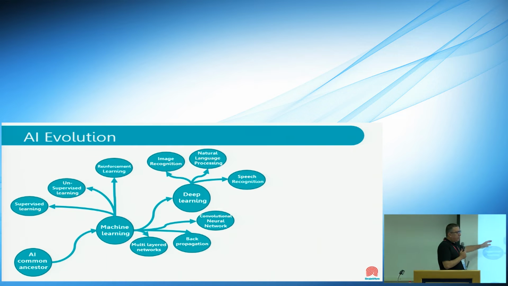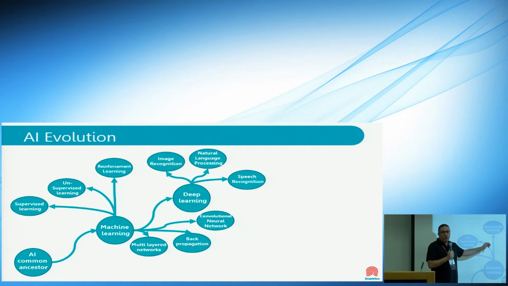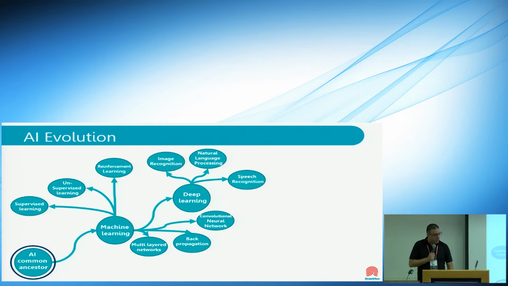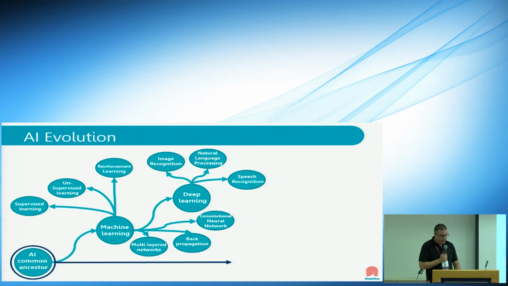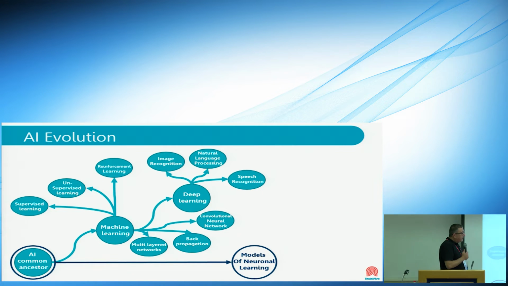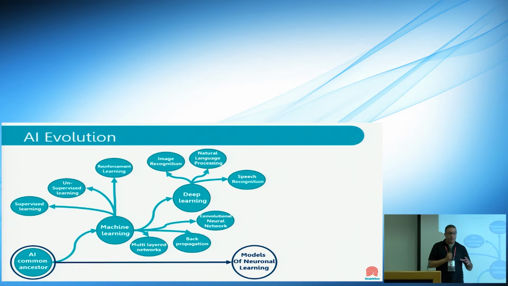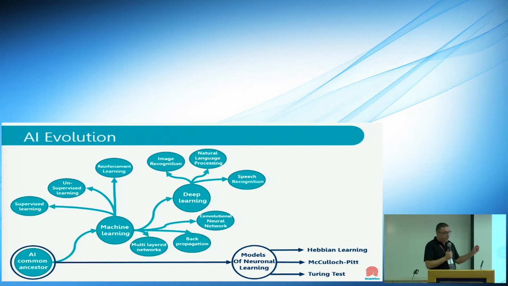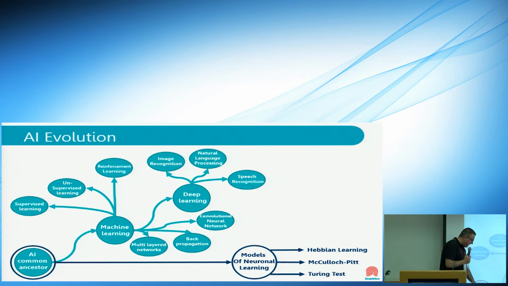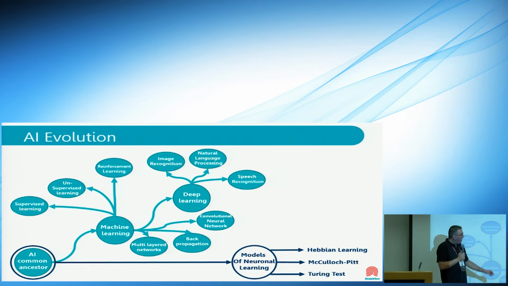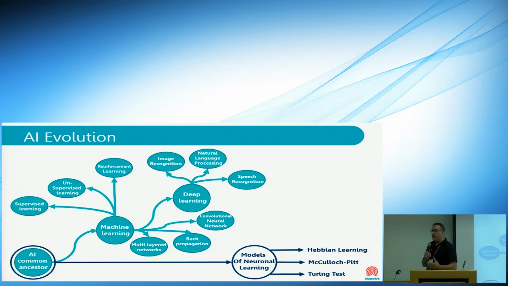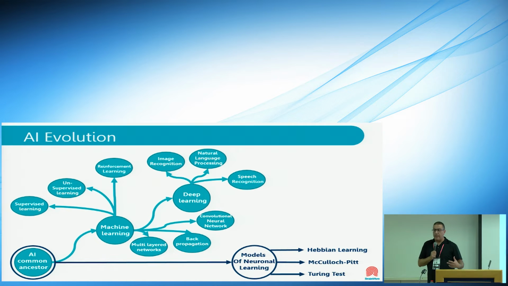So with this evolution tree of AI, where can we add the brain aspect of it? Let's go back to the common ancestor of AI. AI is built on neuroscience. It's built on models of neural learning. We all know the Hebbian learning rules, the McCulloch neuron, the Turing test. All of them are built on how neurons can interact with one another to achieve learning.